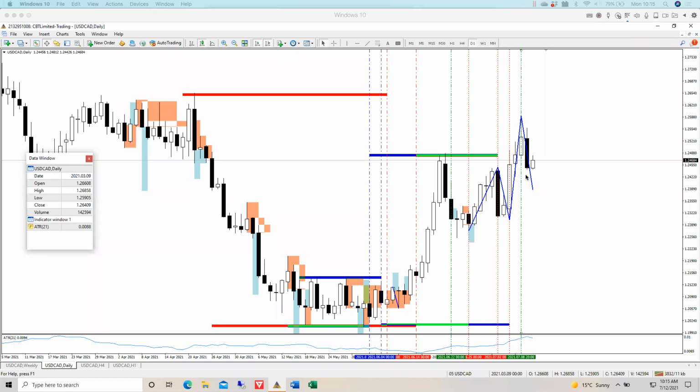So in any case, we were looking for a valid W pattern over here, but it did come back inside of the channel anyway, which is a bit of a disappointment. Let's keep our eye on this. If you're not waiting for WM patterns, if we do get a proper reversal and this starts coming back north again during the course of the week, we'll be looking to trade that.